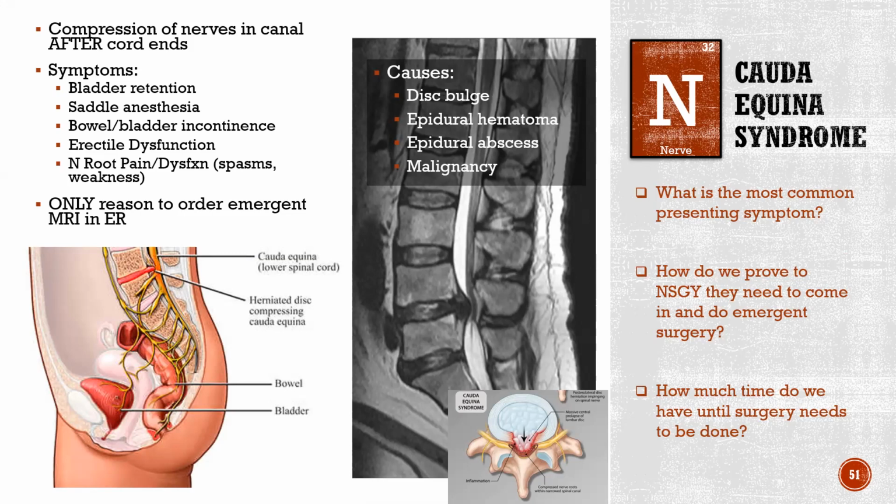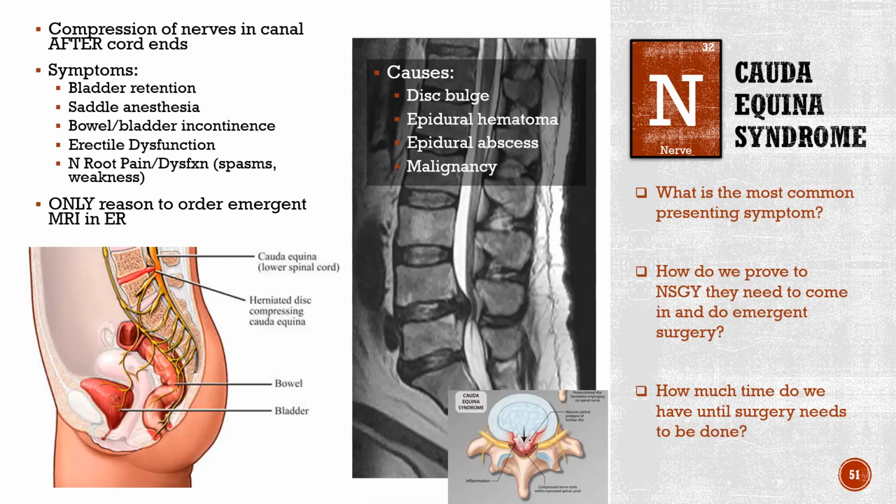We also look for things like saddle anesthesia, which is anesthesia, like numbness in the area of your groin. And then we also will find bowel and bladder incontinence, which is a late symptom, right? So the first symptom is bladder retention, and then the late symptom is incontinence. We can also hear about erectile dysfunction or muscle spasms and weakness.